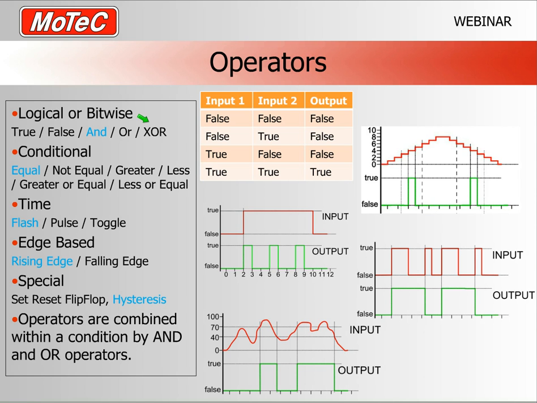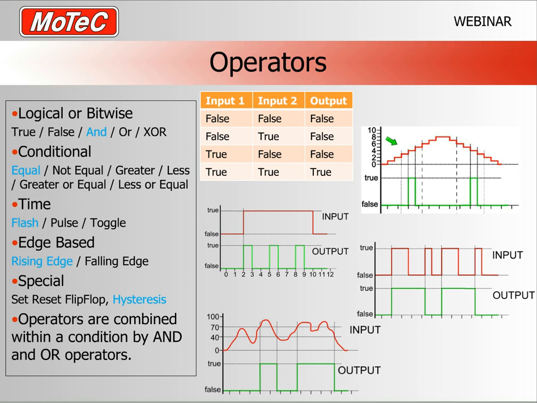Now, the graph on the right-hand side is called a conditional operator, and what this allows us to do is monitor, for example, current or brake pressure, and we can set this output to only be active if the value matches perfectly a particular value. So in this case, we're looking at a value of 4. That will turn the output on or make it true if you like.